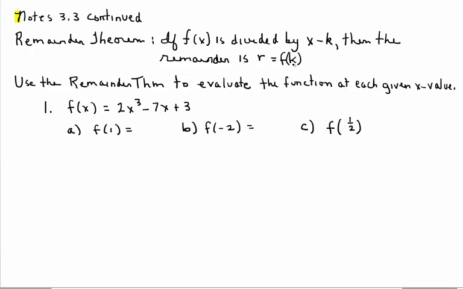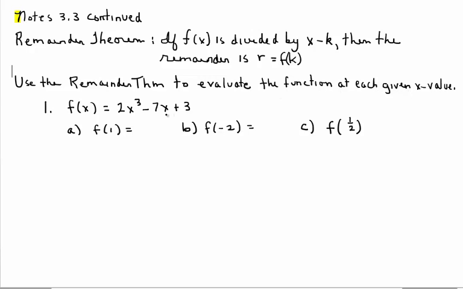So remember all those times that we got 0 as a remainder? Well, that's because that was our y coordinate when we plugged in that x. It's our functional value. All right, let's use the remainder theorem to evaluate the function at each given x value.